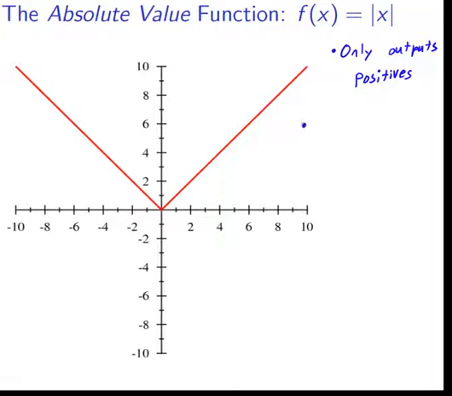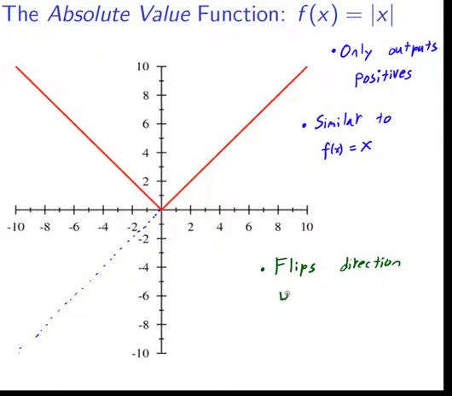Notice that it's also kind of similar to f of x equals x. When we've got that normal f of x equals x, it would keep going like this. So the thing to notice is that in a way, it flips its direction upon touching the x-axis. Upon touching the x-axis, it flips the direction that it's going.